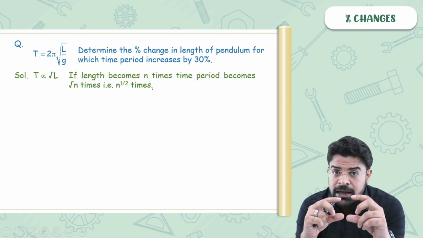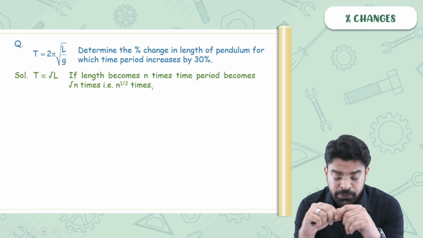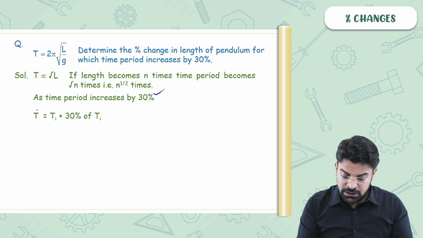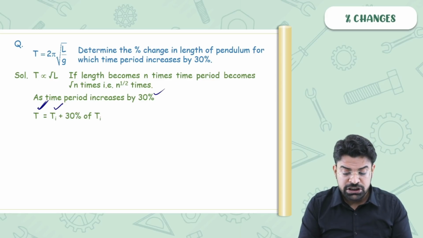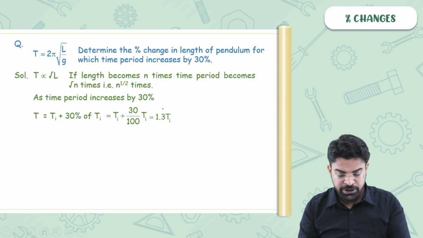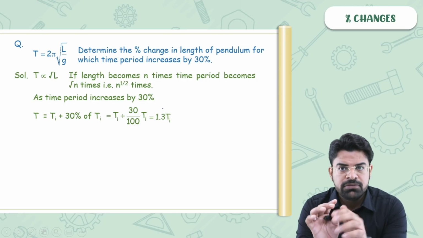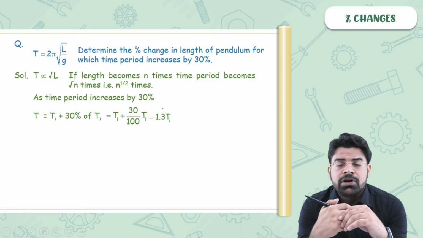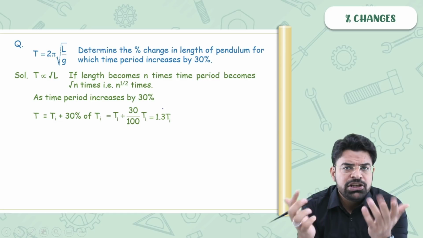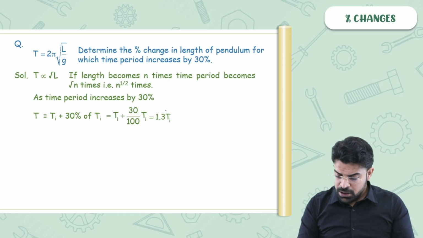You want the time period to increase by 30%. Now, as the time period increases by 30%, the final time period will equal the initial time period plus 30% of the initial time period. So that will be the initial time period plus 30 by 100 times the initial time period. That will be 1.3 times the initial time period. So you should be able to get this without raising the pen. You want the time period to increase by 30%, so the final time period will be 1.3 times the initial.